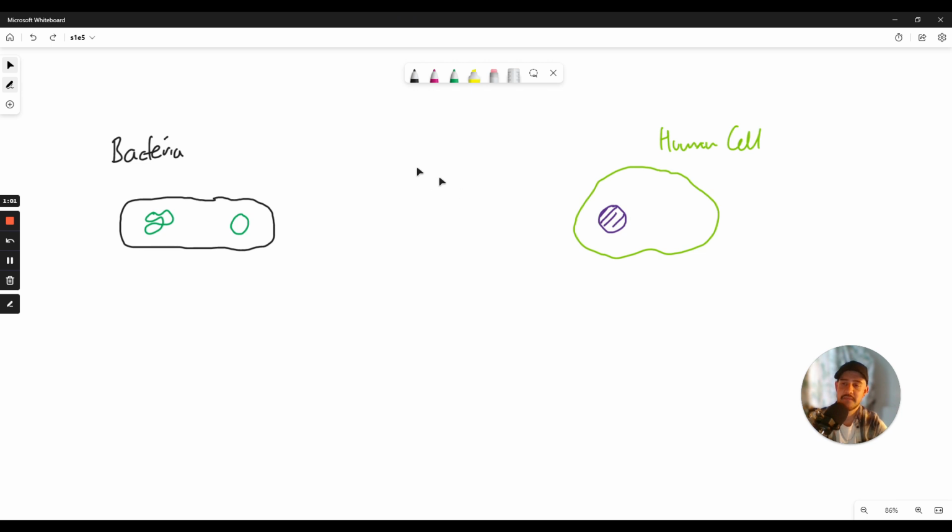So we're going to begin then with 2 types of cell. Now, to genetically engineer bacteria, you need, naturally, a bacteria cell.